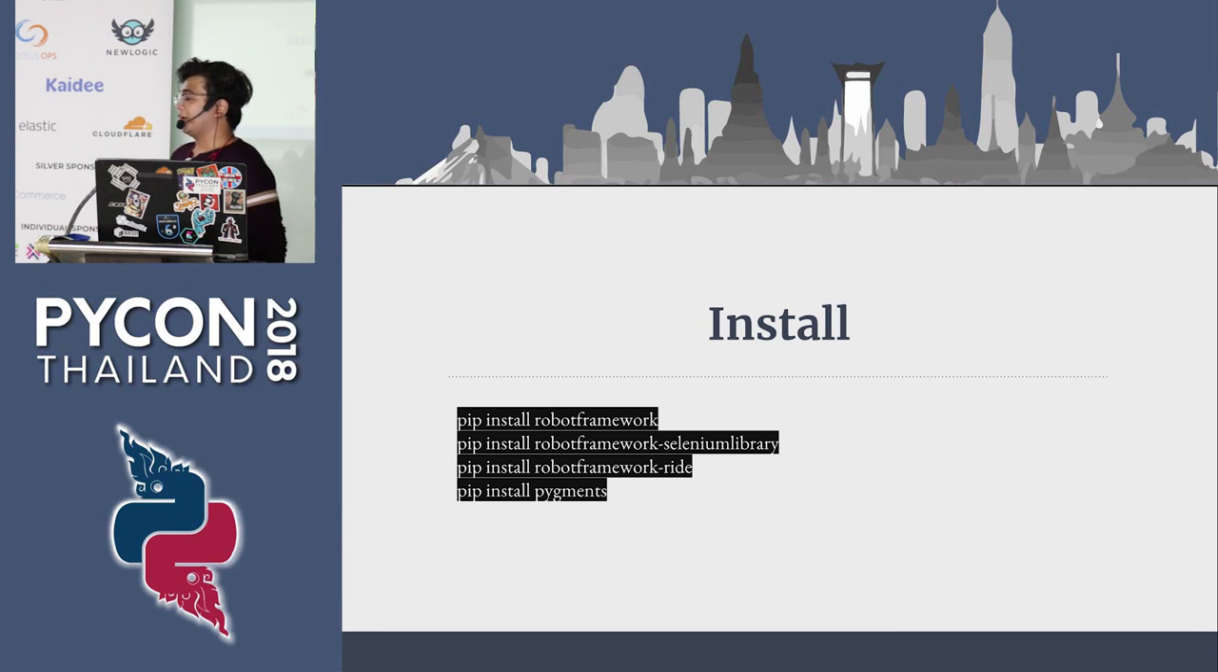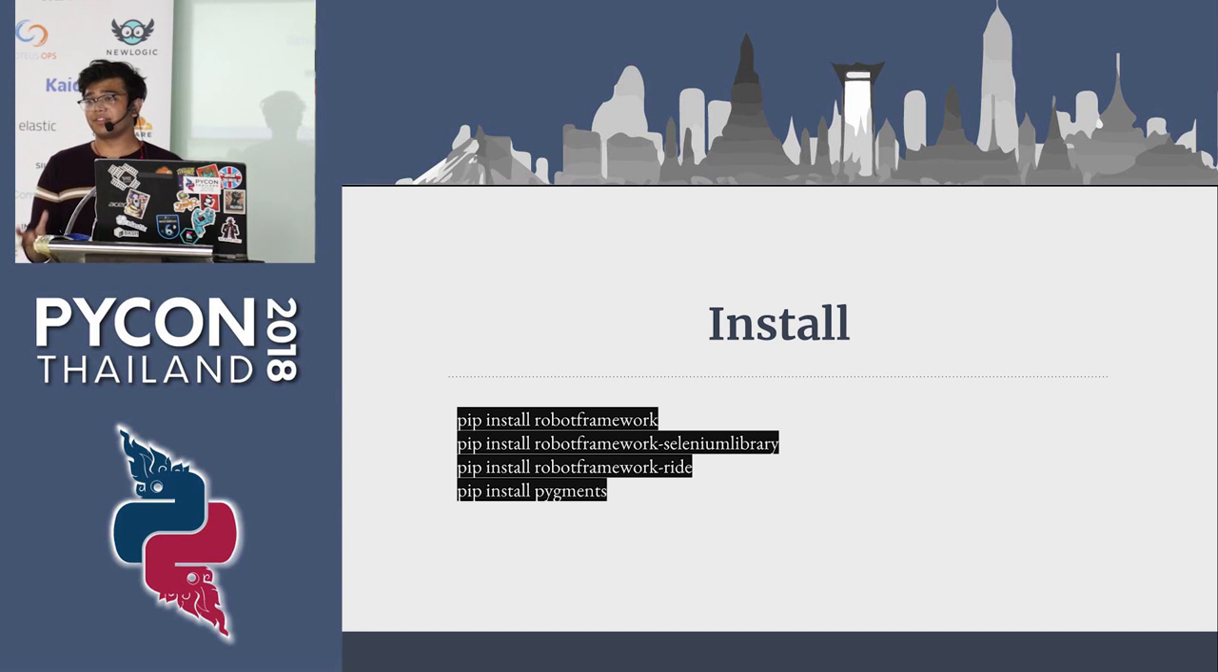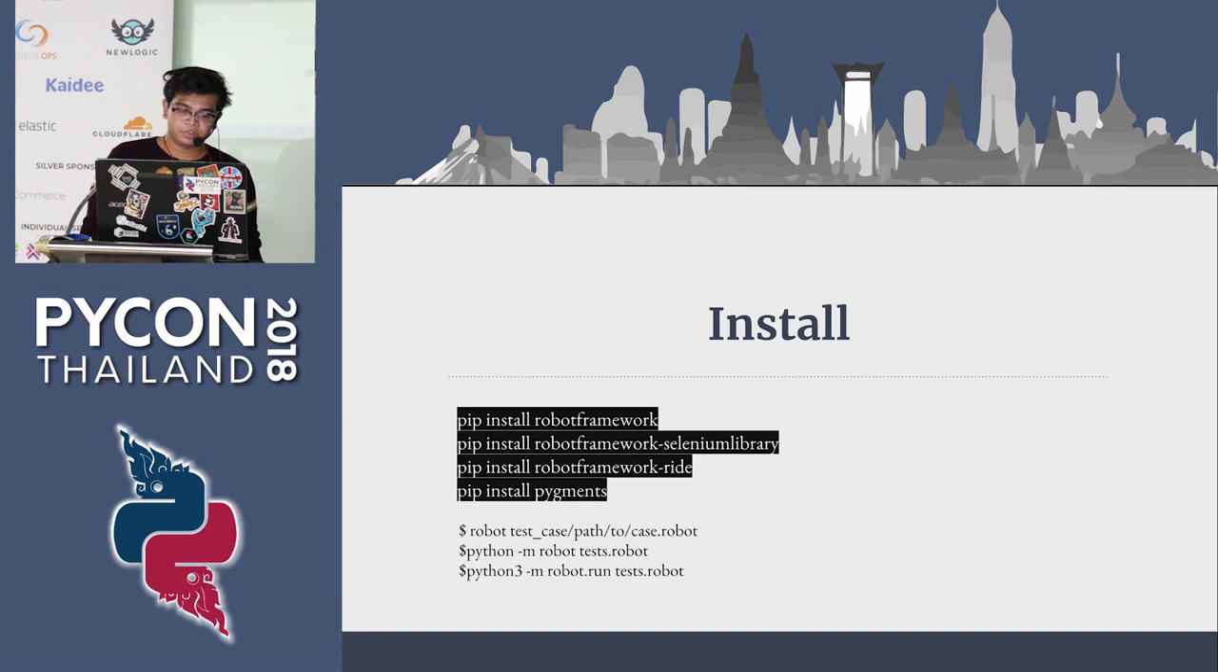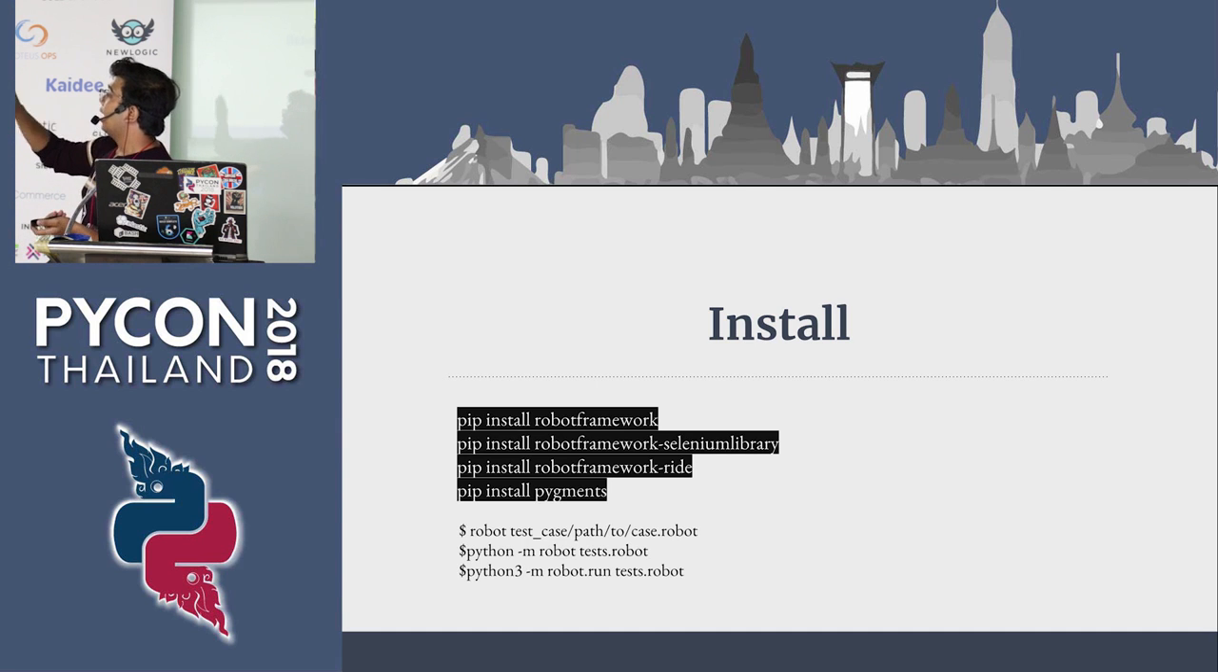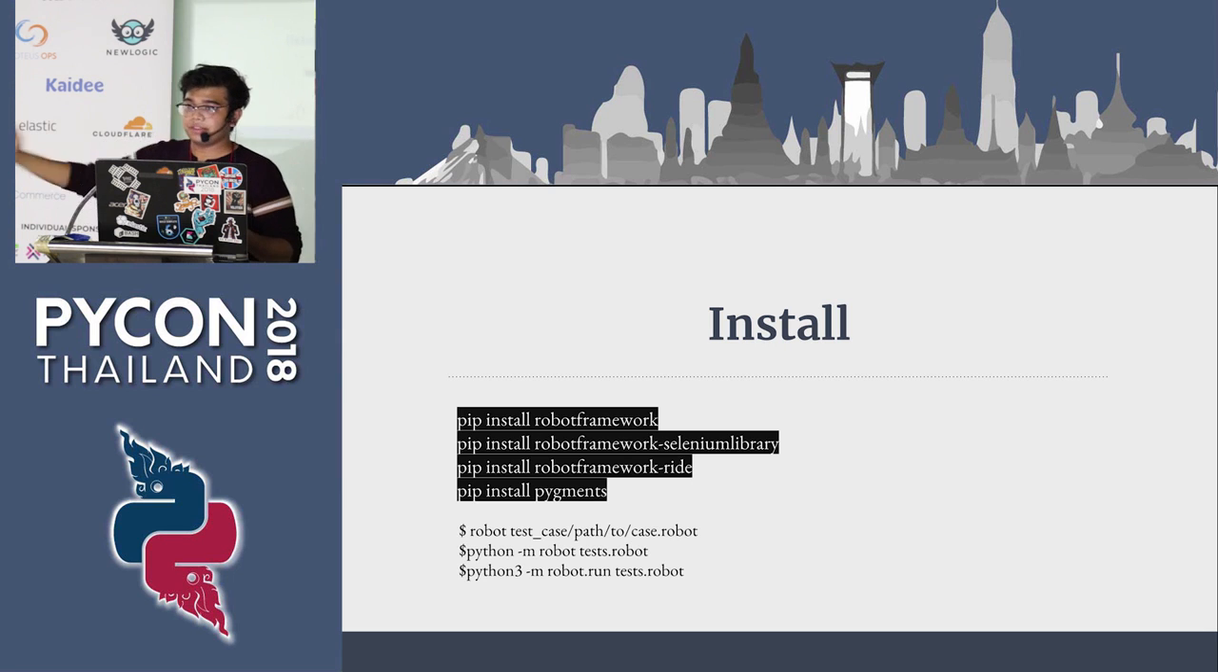Pigment is important because it can highlight the synthesis and everything, which you will see in a minute. If you want to go to the CLI version and just run the test case, it's very simple. You just say robot and the path to the test case. You write the path and .robot, and you just run it. It will work.